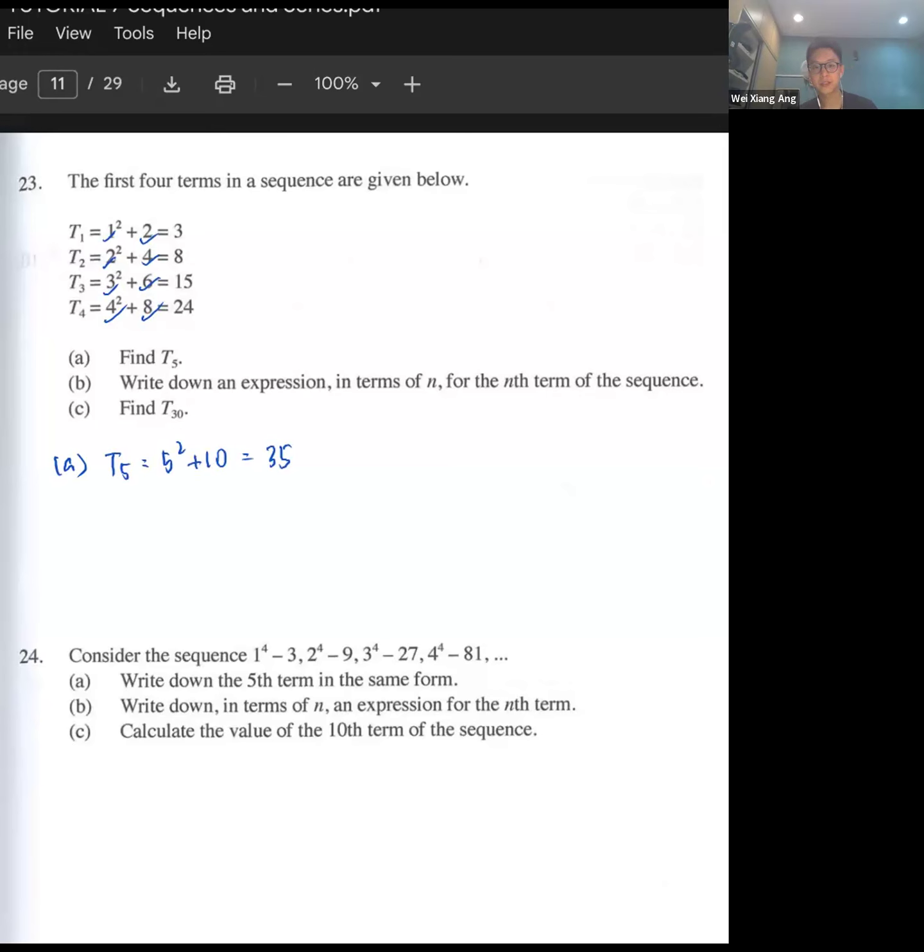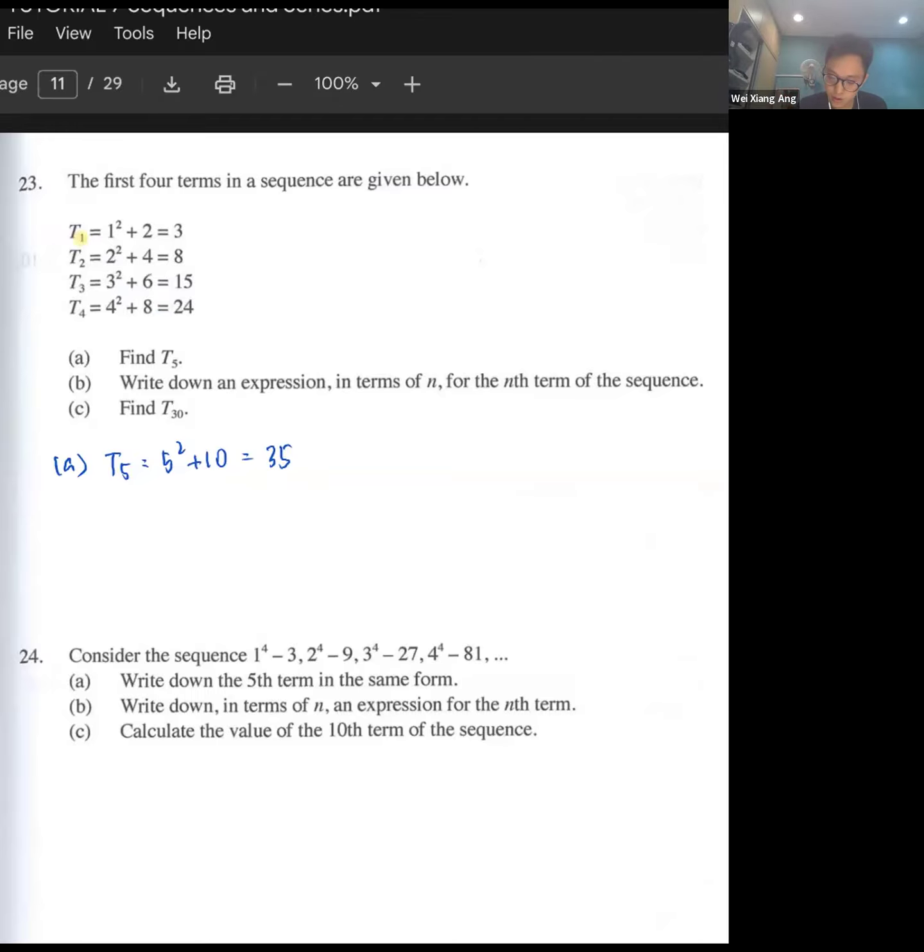Okay, the top part is part B. Write down an expression in terms of n for the nth term of the sequence. There are 2 kinds of students. Those who know can do it very fast. Those who don't will take some time. There's no in between one. So this is how I like to visualize it. You analyze each row and see how the numbers change.